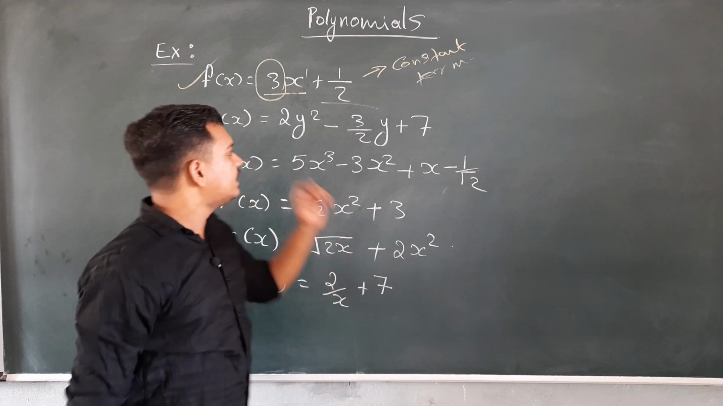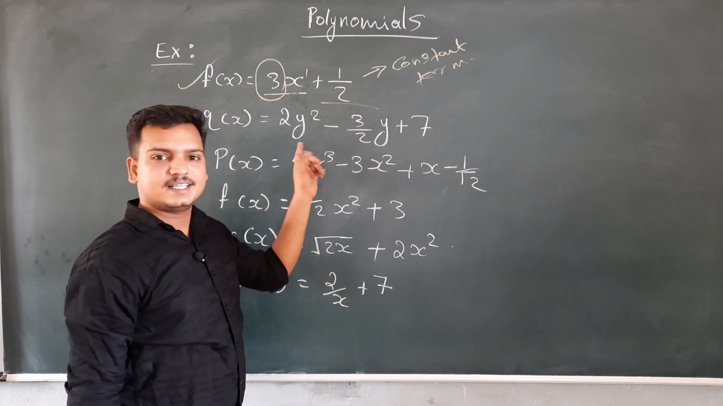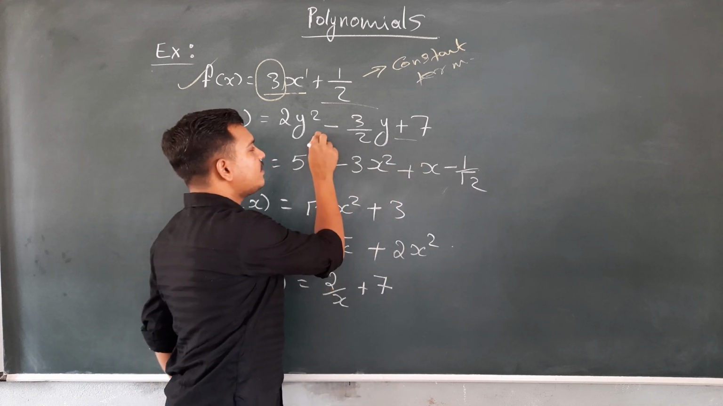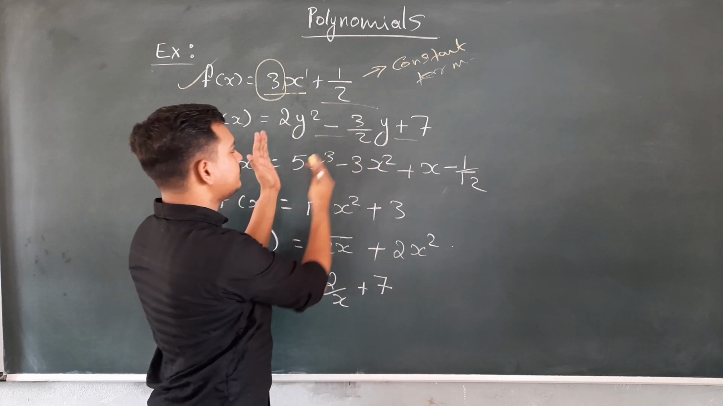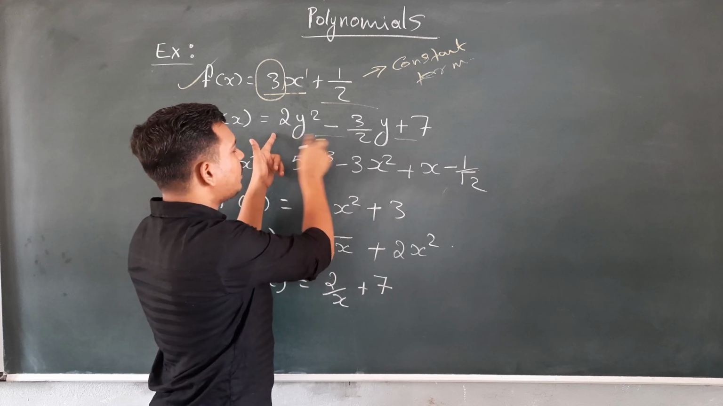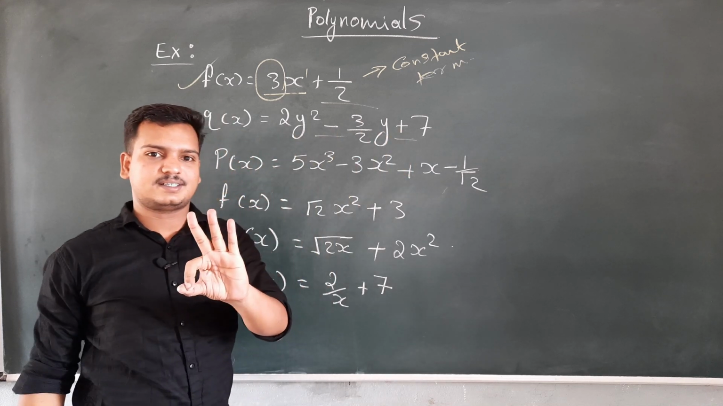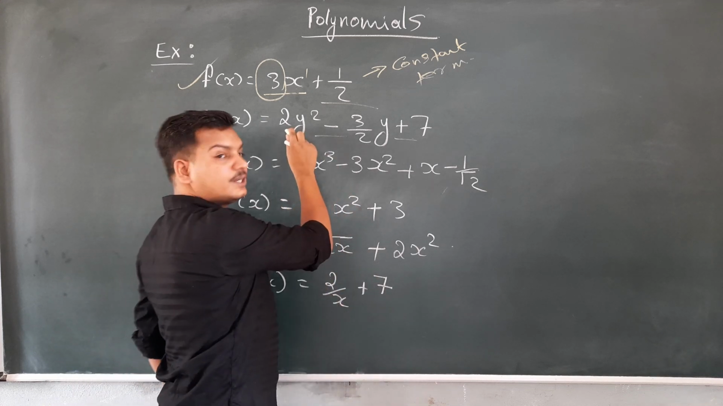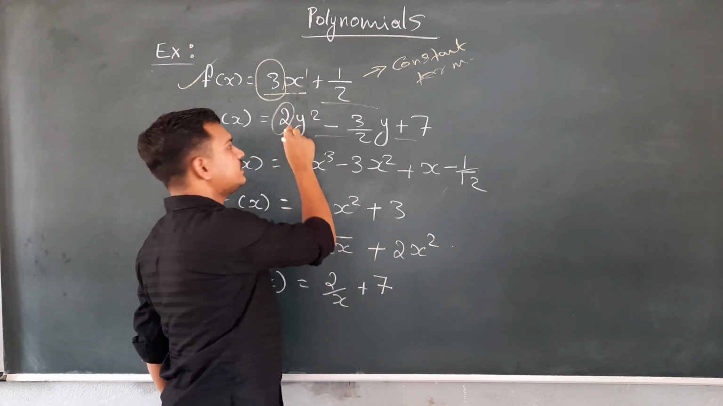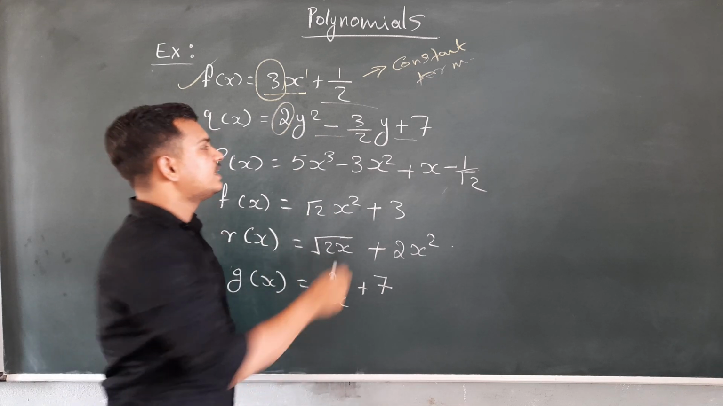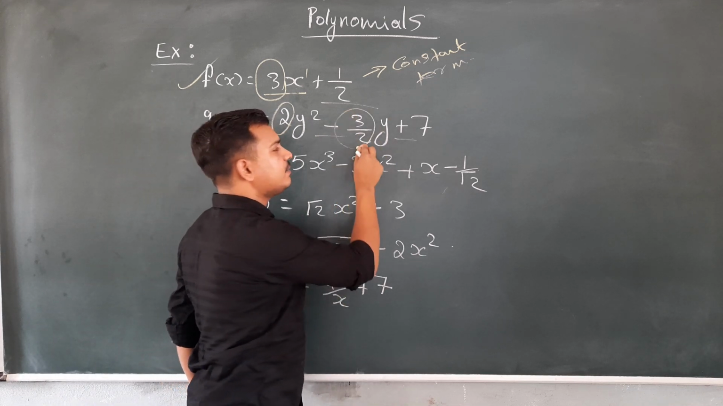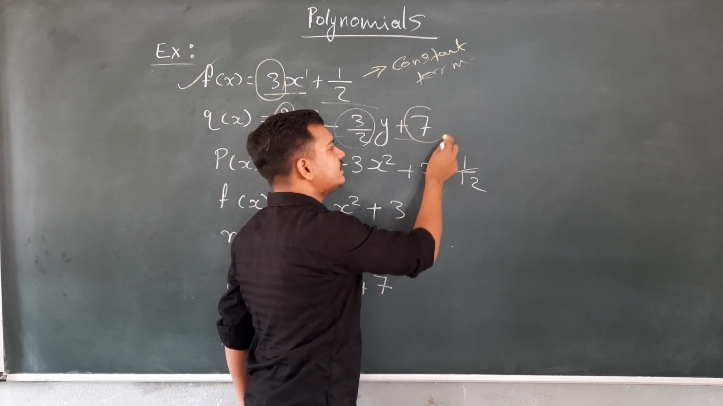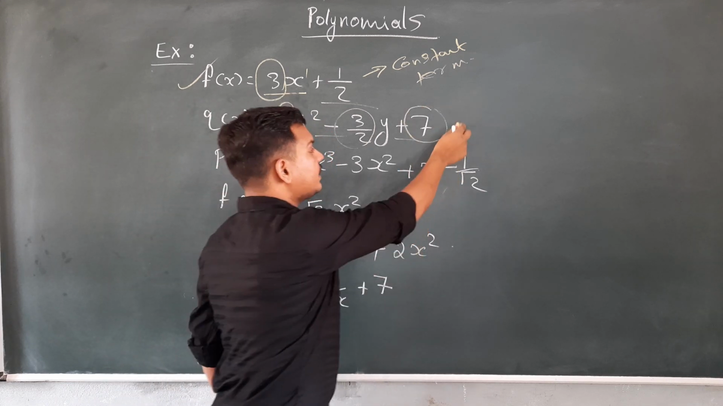Look at the second one. Here first, how many terms are there? There are 3 terms because one plus sign is there and another minus sign is there. So in between those signs there are 1, 2, 3. 3 terms are there, right? In these 3 terms, let's look into the coefficients first. The first coefficient, that is 2. 2 is a real number. Second one, minus 3/2. It is also a real number. Then last one, it is a constant term. You don't need to worry about it.